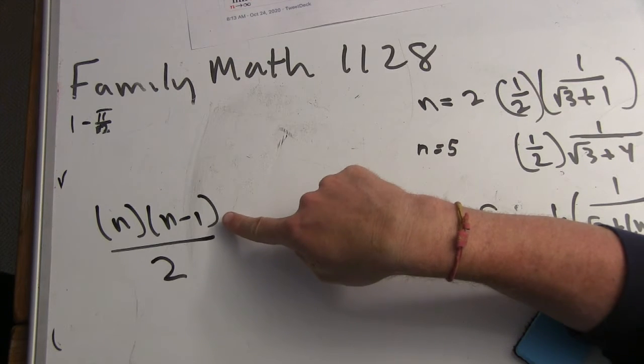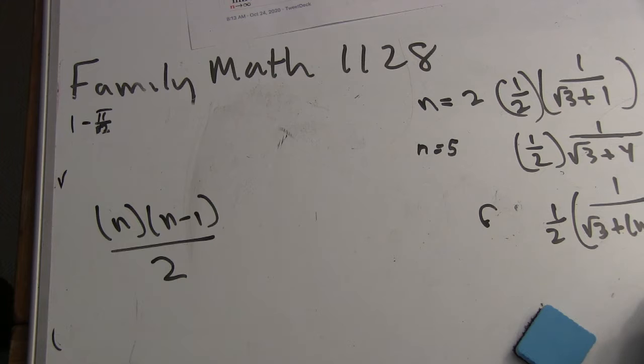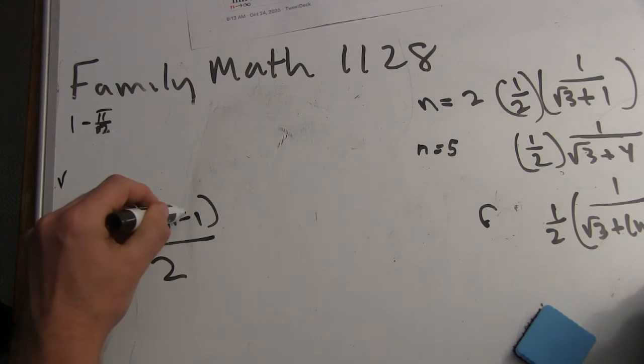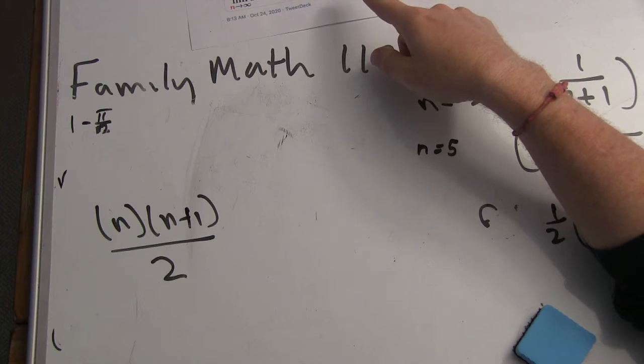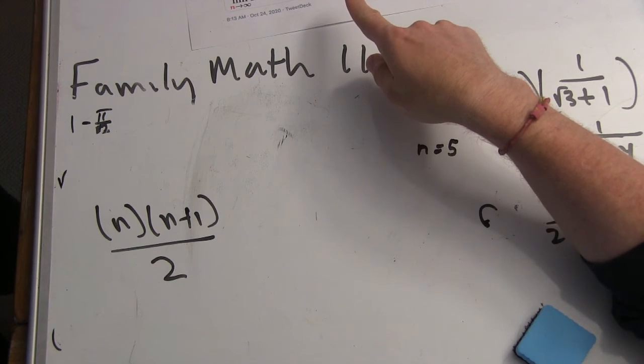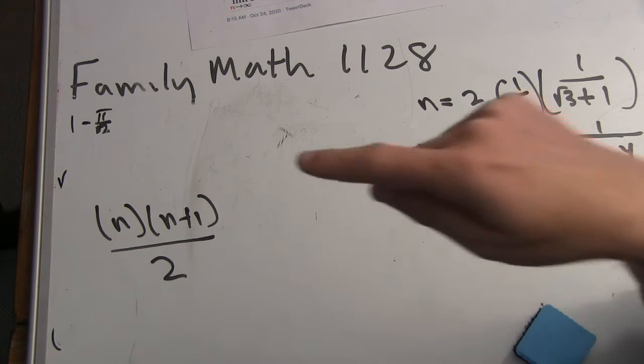You have 1 times 0 over 2, so that wouldn't be right. I think it's n times n plus 1 over 2. Okay, so let's just check for n equals 1. Does that give me 1? I get 1 times 2 divided by 2, yes. For 2, 2 times 3 over 2, so yep, you do get 3 circles. For 3, do I get 6? Yep, 3 times 4 over 2.